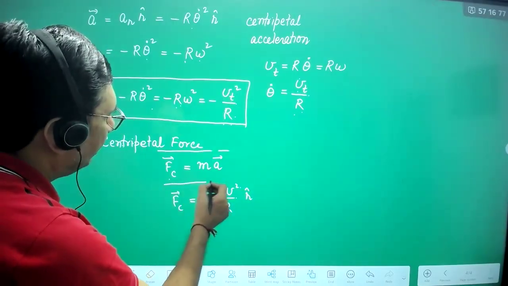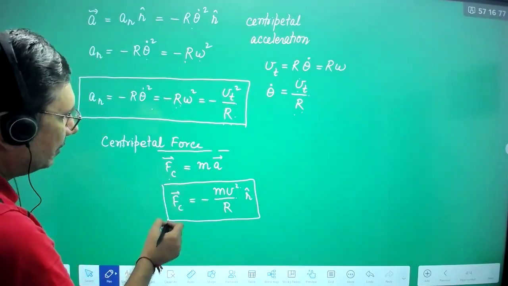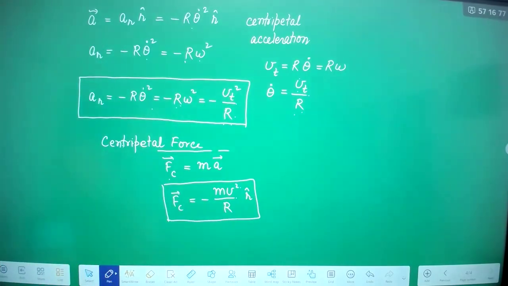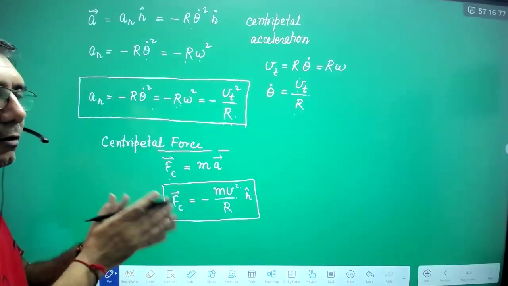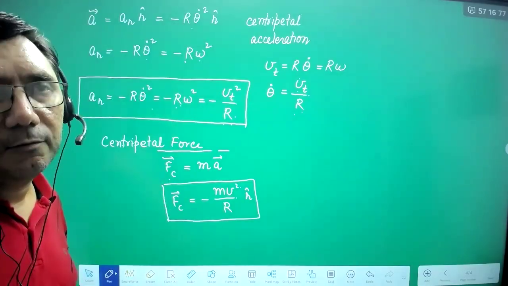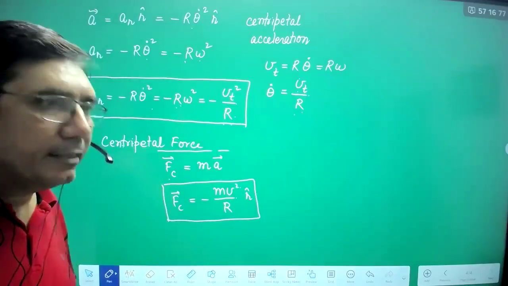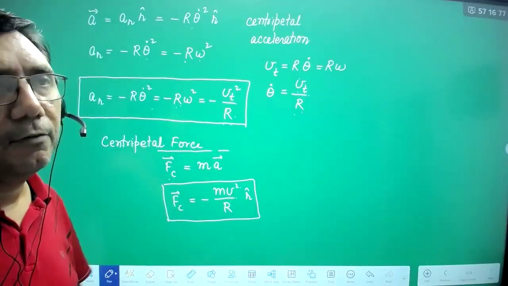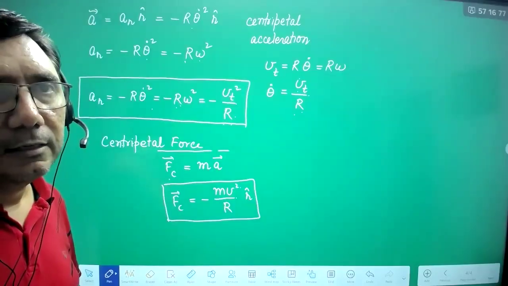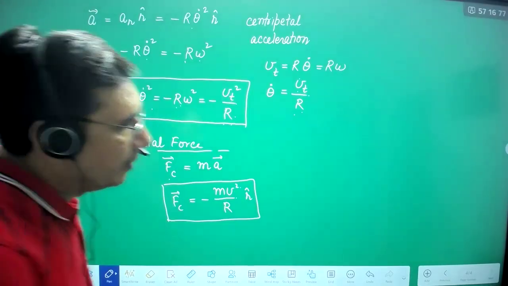So in general, you are well aware of this form of the centripetal acceleration. In uniform circular motion, only one type of velocity is there, that is tangential velocity, and only one type of acceleration is there, that is radially inward acceleration. Tangential acceleration is 0.